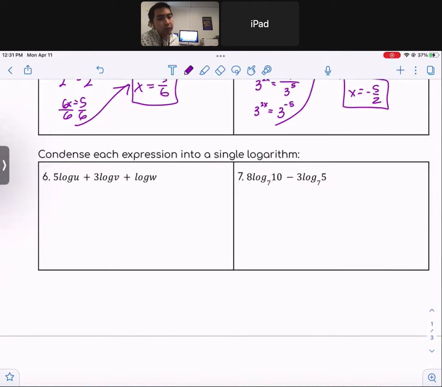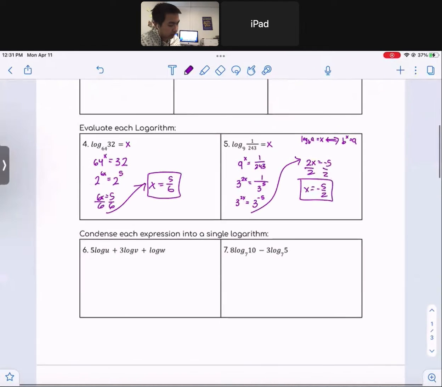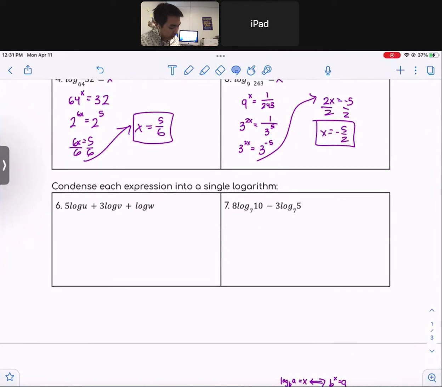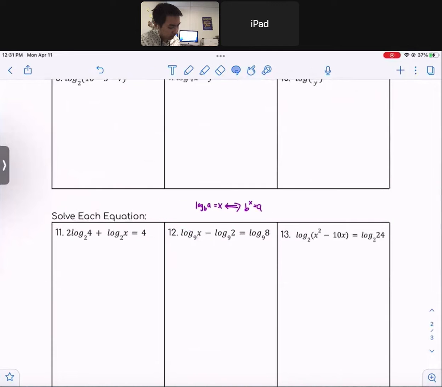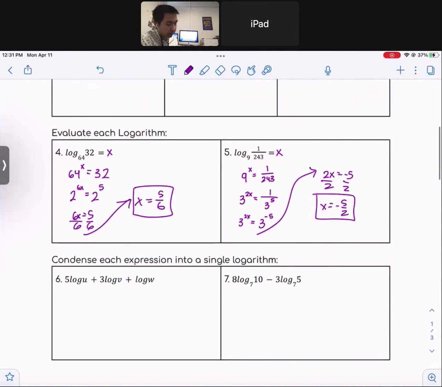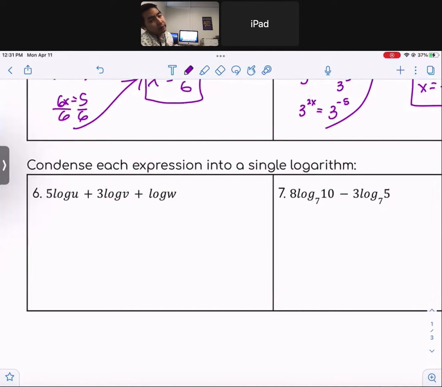Condensing. So when we condense, you guys, I am going to have to bring this log to exponential later on. But when we condense, we have to get 1 log in our answer. So let's make all of these coefficients become exponents. So log u to the 5th, plus log of v to the 3rd, plus log of w.